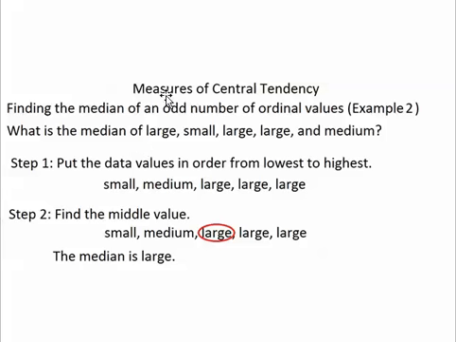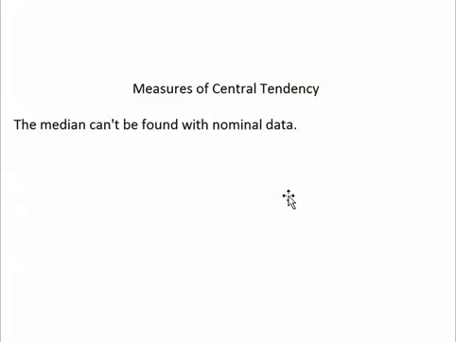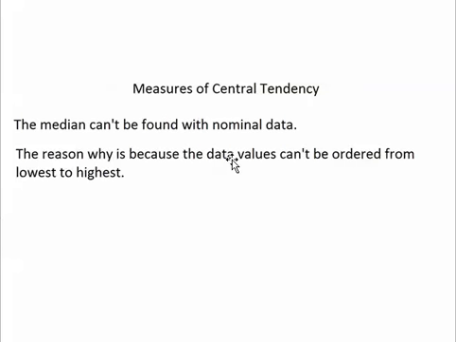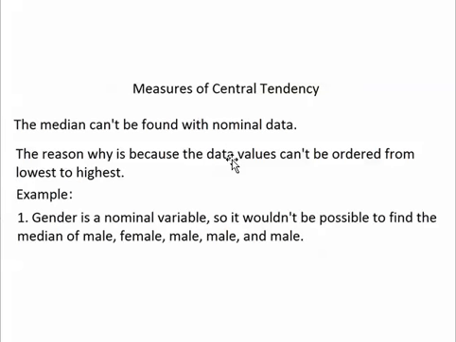If our data set was 5 college majors like psychology, economics, psychology, business, you wouldn't be able to order those values from lowest to highest because those values don't follow any type of official order. So since you can't order a set of nominal data from lowest to highest, there's no median. You can't find the median of a set of nominal data. So here's an example. If I recorded 5 genders, I can't find the median of these 5 values because there's no way to order them.